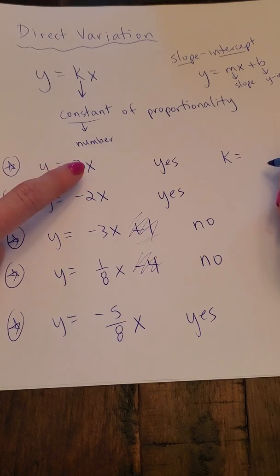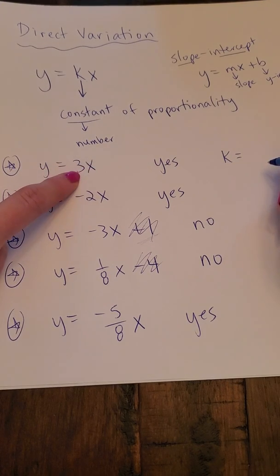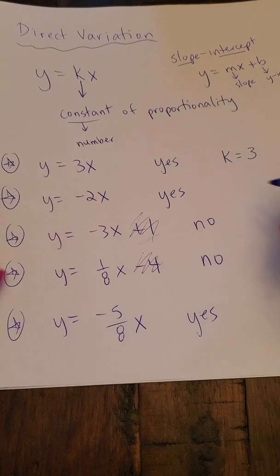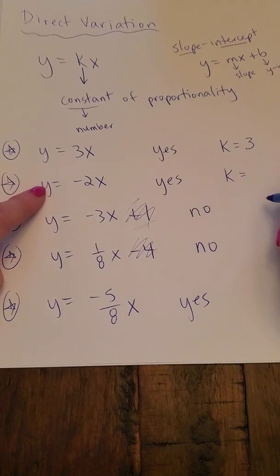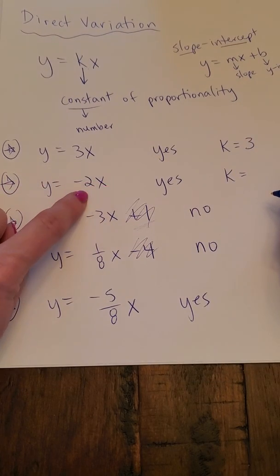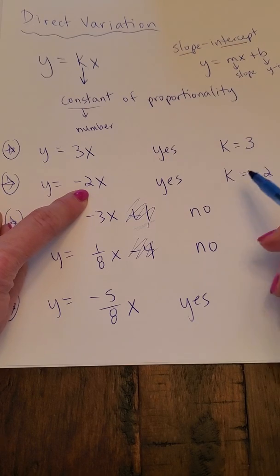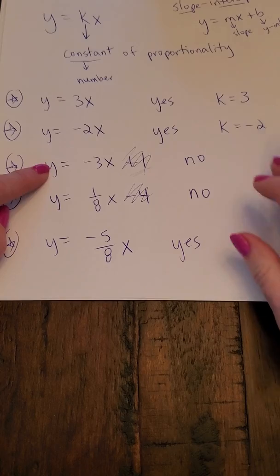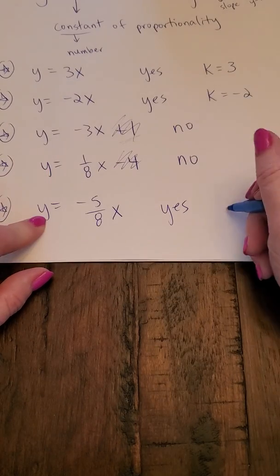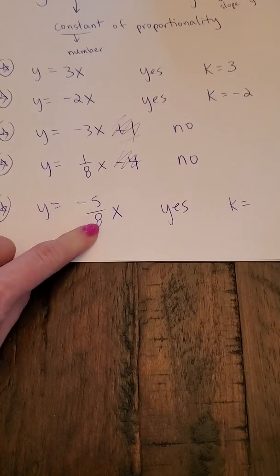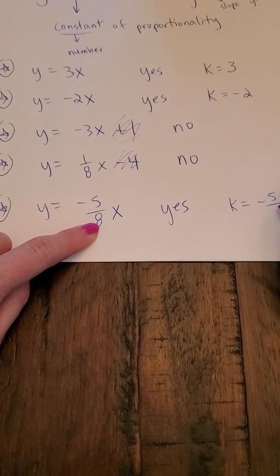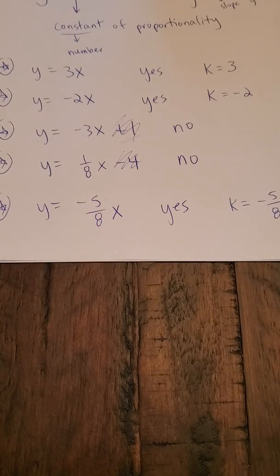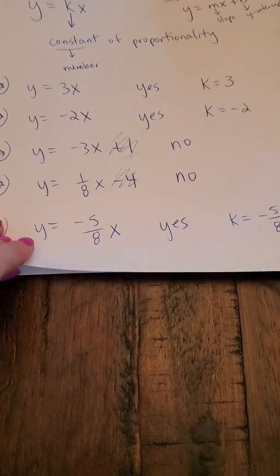Y equals kx. K would be equal to 3. Right here, y equals kx. K would be equal to -2. The constant of proportionality would be -2. That one doesn't count. That one doesn't count. This one does. What would k be equal to? Yep, -5/8. Very good. All right, we're going to move on, and this time we're going to look at a few more examples and see if it's a direct variation.